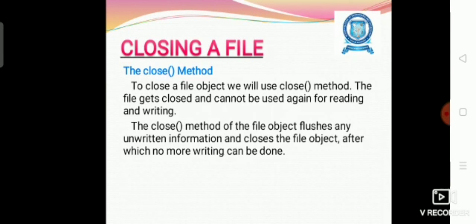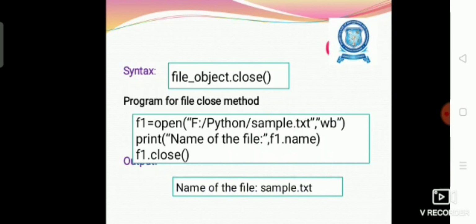Now we are seeing about closing a file. After opening the file, we do the necessary read operation, write operation, etc. Finally we have to close the file. For closing a file we have the close method. The close method is a very simple method which does not have any arguments. The syntax is file object dot close.